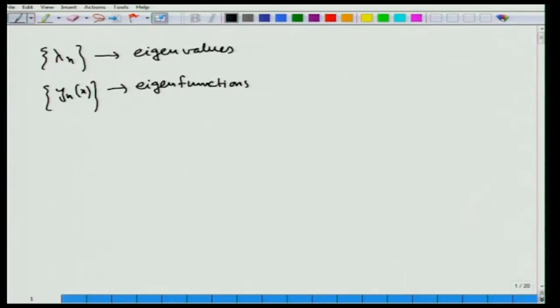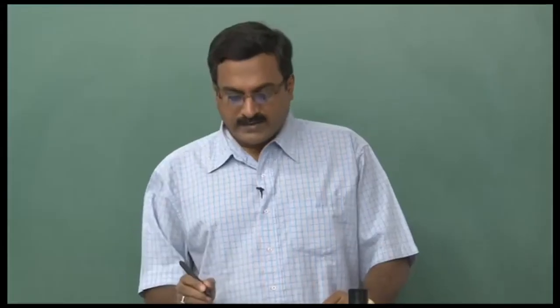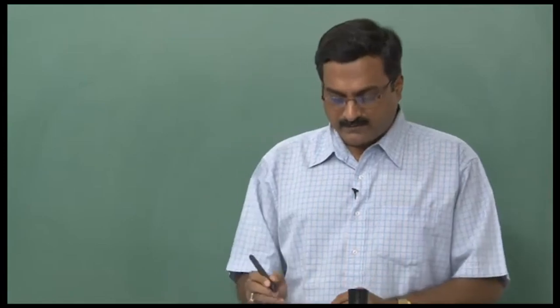These eigenvalues and eigenfunctions are associated with the integral equation y x equal to lambda integral a to b k of x comma s y s d s. We call this particular equation number 1. This is a homogeneous Fredholm integral equation, and the kernel k x comma s is symmetric. That means it satisfies the property k x comma s is equal to k of s comma x. Now, we state certain results related with these eigenvalues and eigenfunctions.